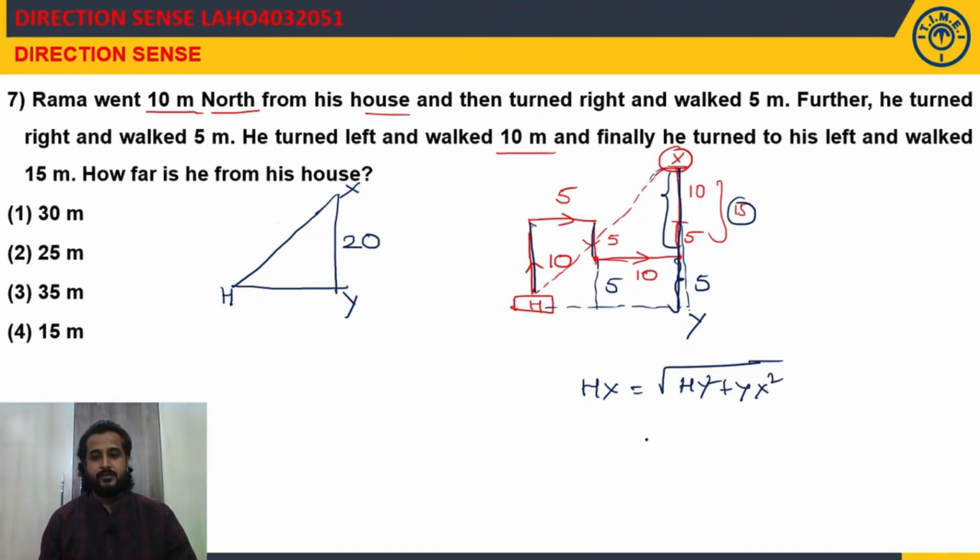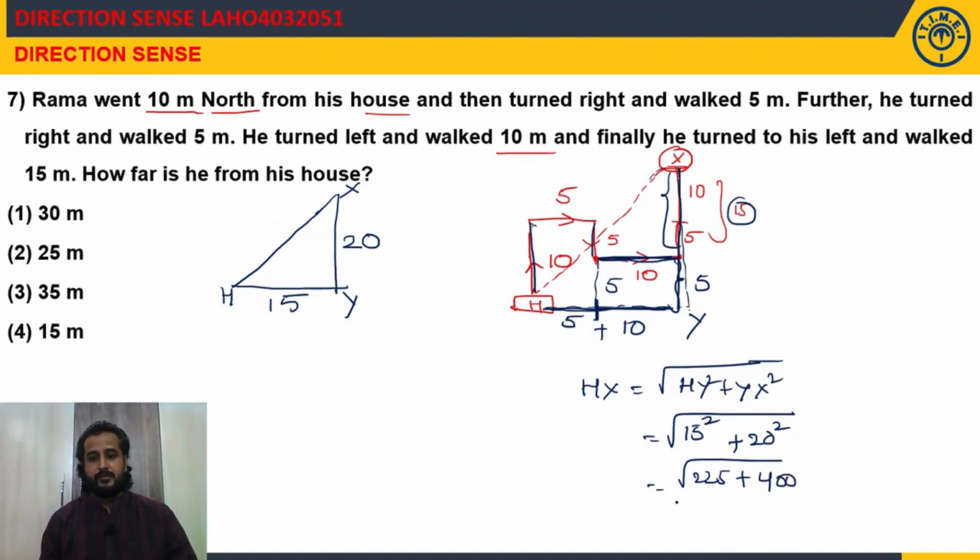The YX distance is 20, so 20 square plus the HY distance. So this distance we need to identify. Till here is 5 and it is 10 more, since this distance is equal to this distance. So totally 15. So 15 square is 225, 20 square is 400. Under root of 625 is equal to 25. So what is my answer? 25. Choice 2.